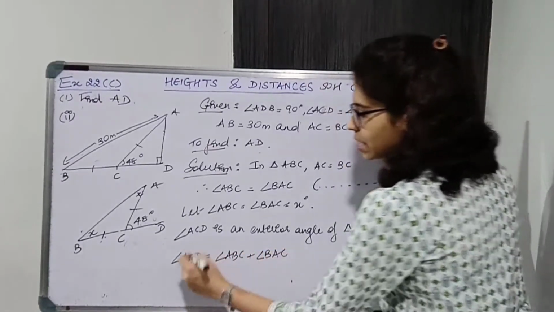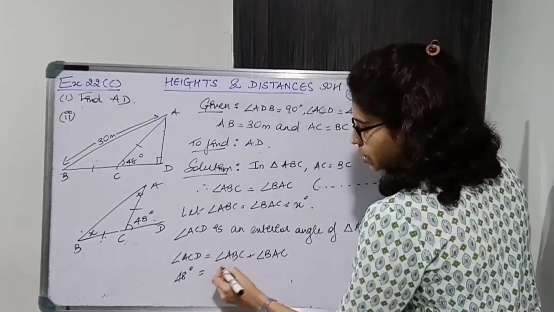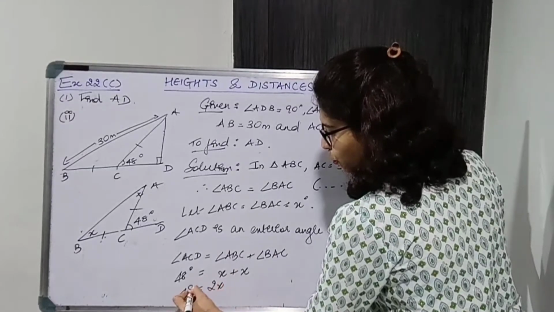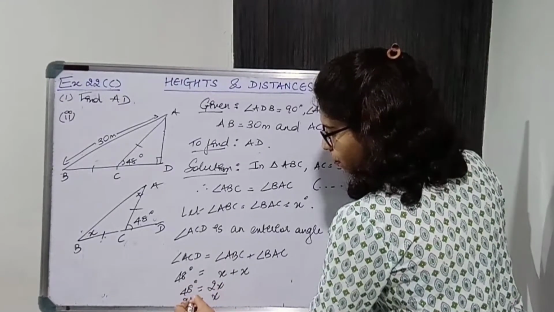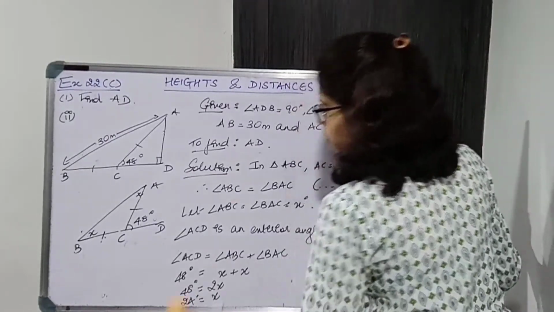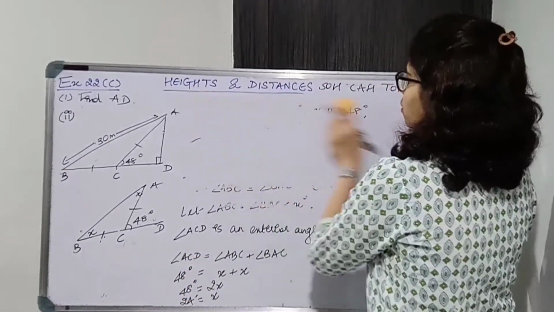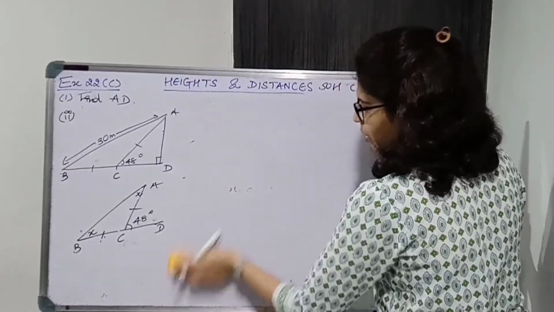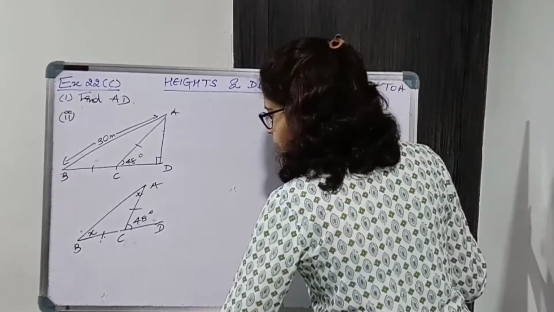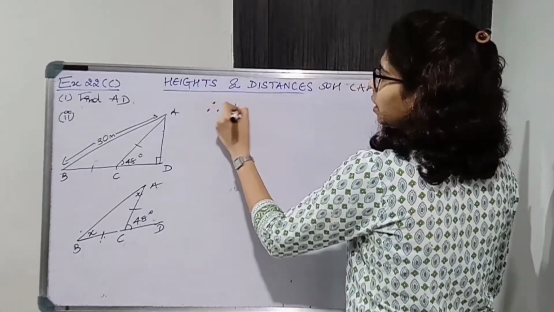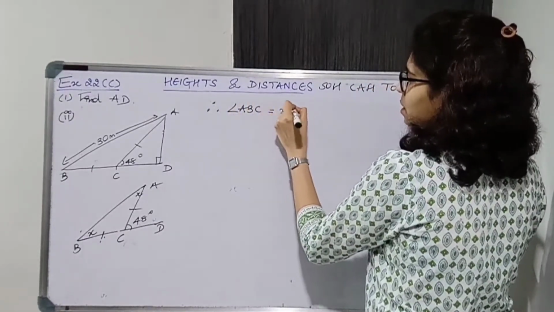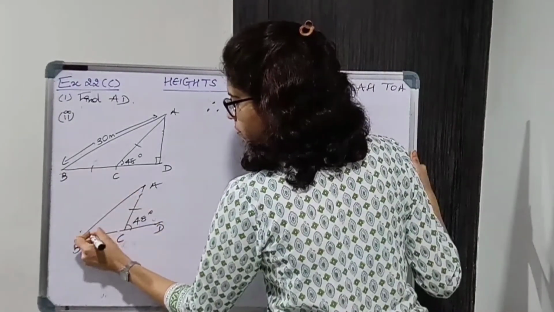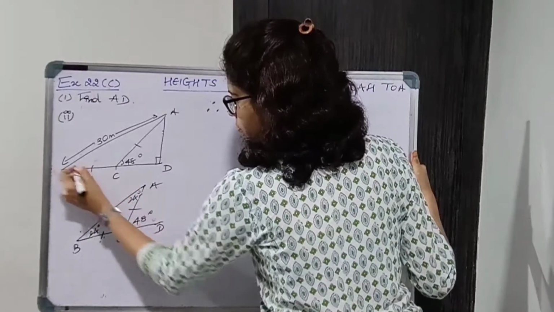Okay, ACD is 48. So it is equal to angle ABC is x, this is also x. So twice x is equal to 48. So x is equal to 24. Okay, now we are not interested in angle BAC, we are interested in angle ABC, that is angle ABD. Okay, so just write down, therefore angle ABC equal to x is equal to 24 degrees. Okay, ये 24 मिला, this is 24.